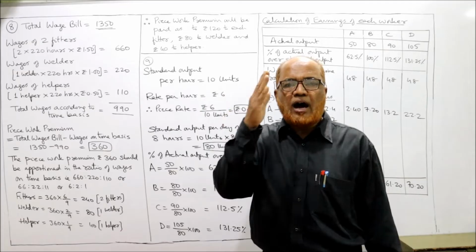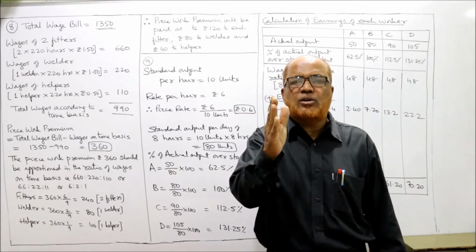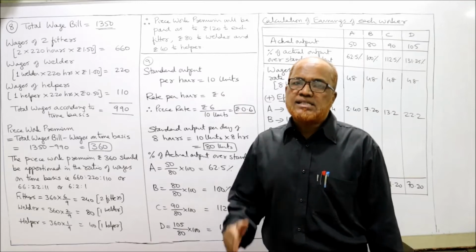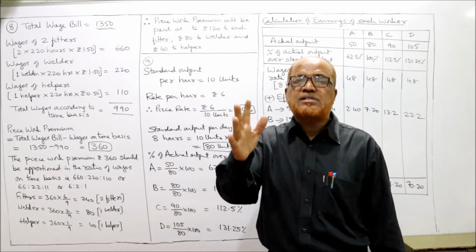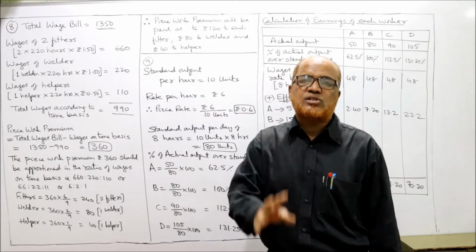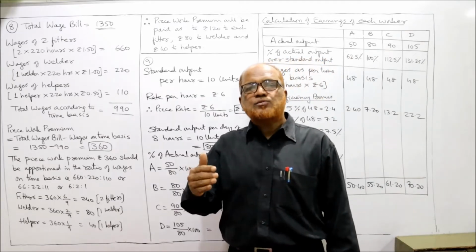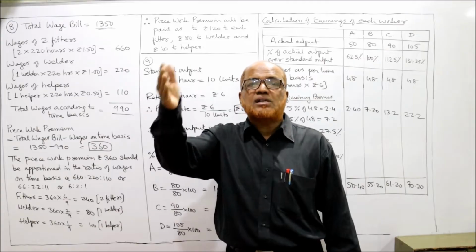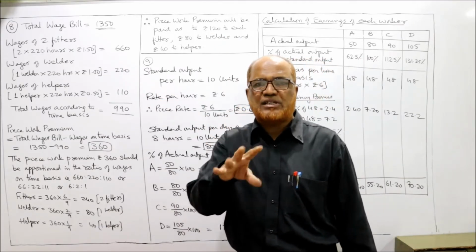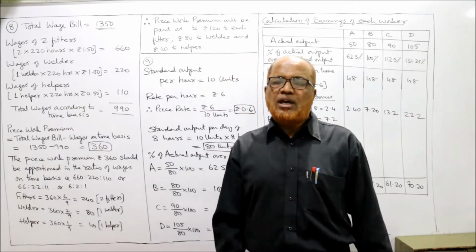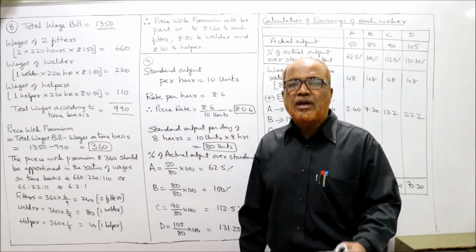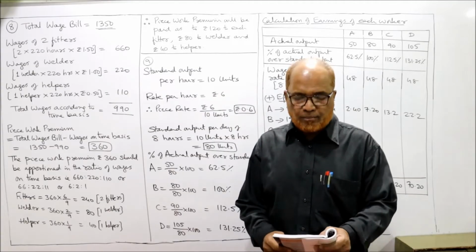So here the scale is given. Up to 60% of standard, no bonus, nil. If someone produces from 60% up to 75%, he will be paid bonus at the rate of 5% of wages. If a worker has produced above 75% up to 90%, he will be paid 10% of wages as bonus. If a worker has produced above 90% up to 100%, he will be paid 15% bonus.